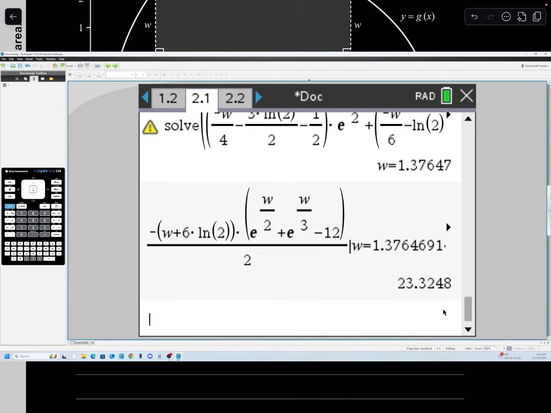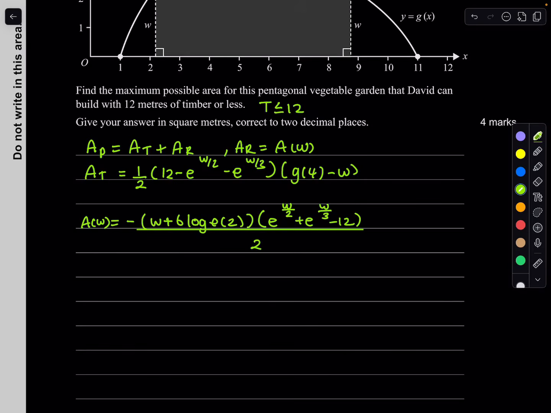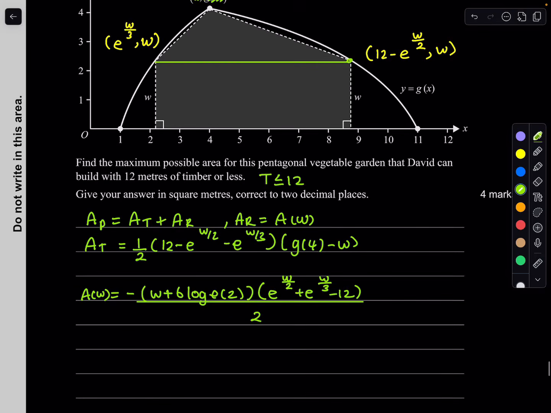Now, I'm not too certain. That looks too easy for 4 marks. Because we also have to meet the condition where the timber has to be less than or equal to 12. So we have to look at extra parts here. Let's go back to our iPad and look at the formula for timber. It has to be less than or equal to 12.